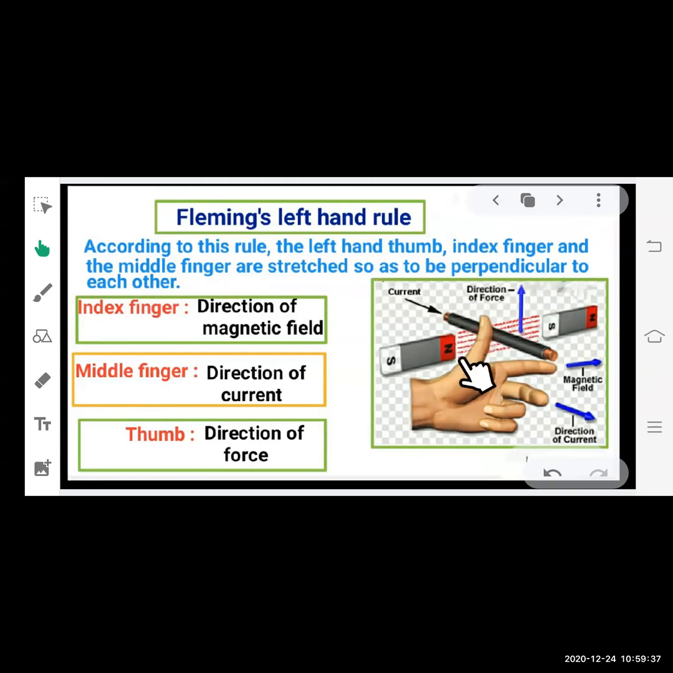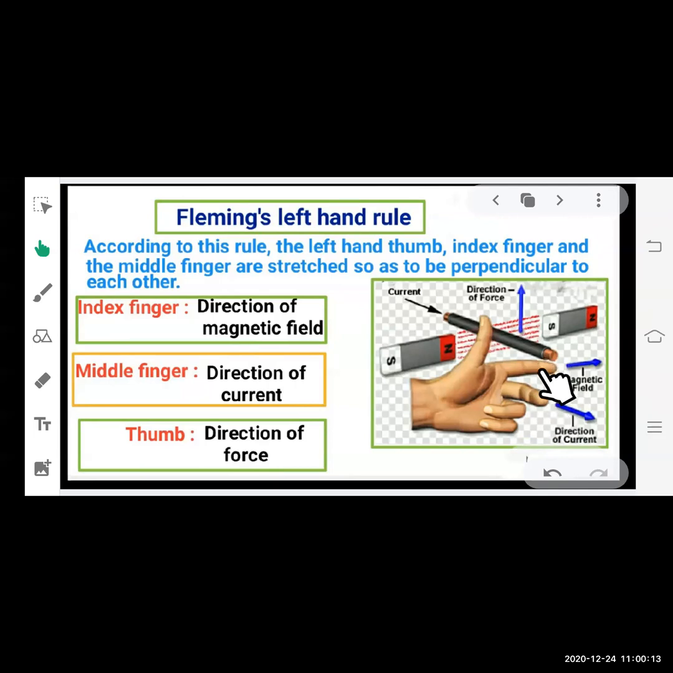So you can see this is the thumb, this is your index finger. Index finger is also called forefinger. Then this is the middle finger, it is also called central finger. So this central finger shows the direction of current. How will you remember which finger shows which direction? Current and central finger both start with C, CC. Central finger shows the direction of current. So you can remember with CC. Central finger shows the direction of current.